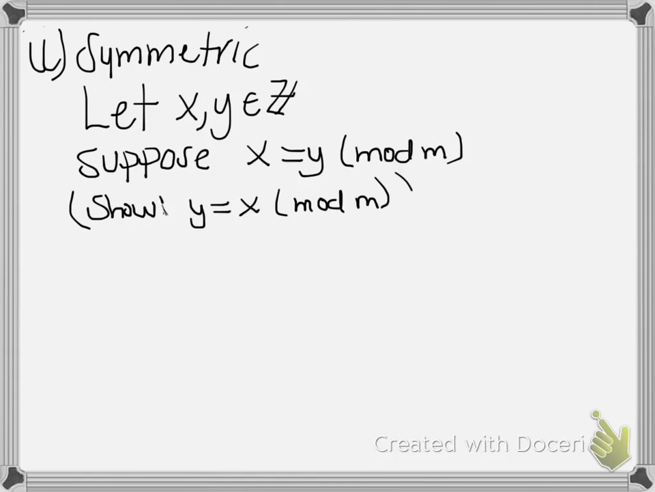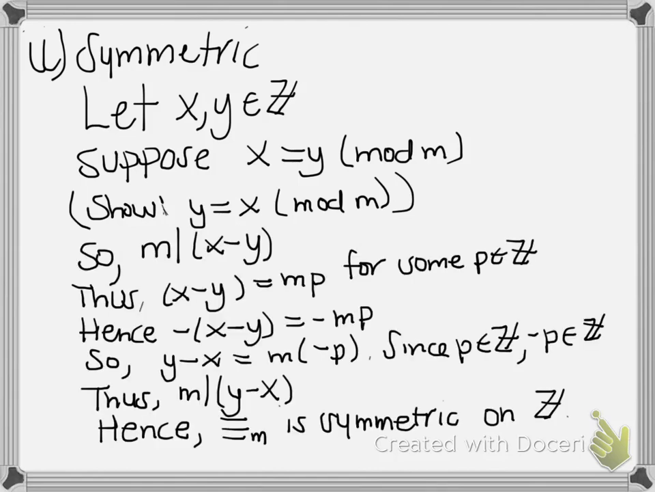And again, I would advise you to stop the video, because I'm going to pause this and write out the rest of the solution, and see if you can follow along or see if you can prove symmetry on this. Okay, so hopefully you've proven that and it looks similar to this or along the same concept. So we suppose x ≡ y mod m. We needed to show that y ≡ x mod m. So that means m divides x − y. Well, by definition then, x − y equals m times p for some integer p.